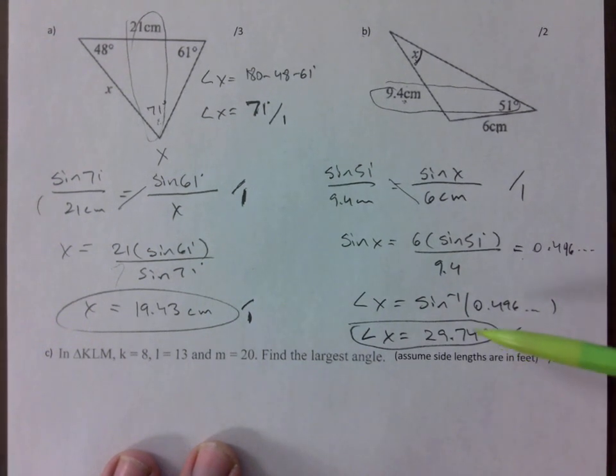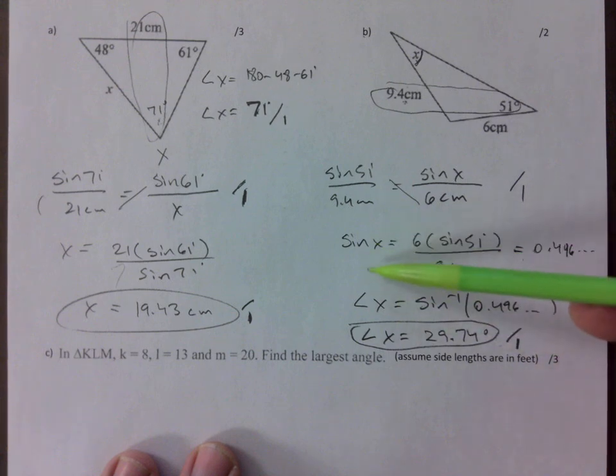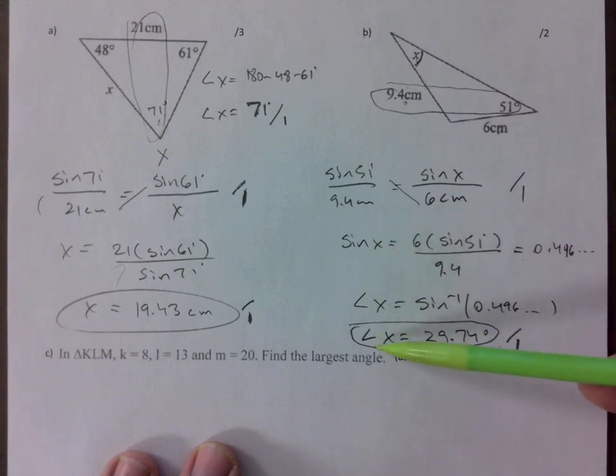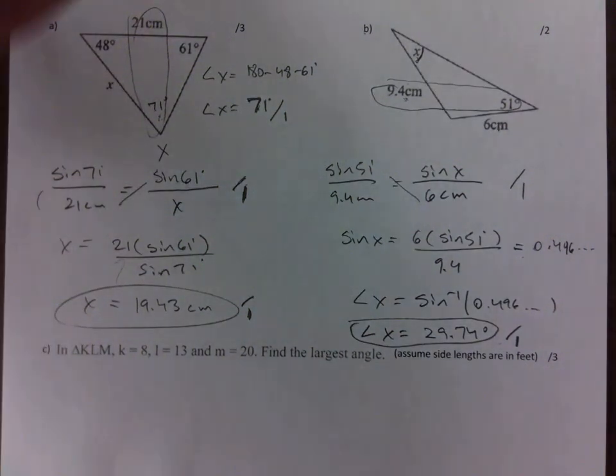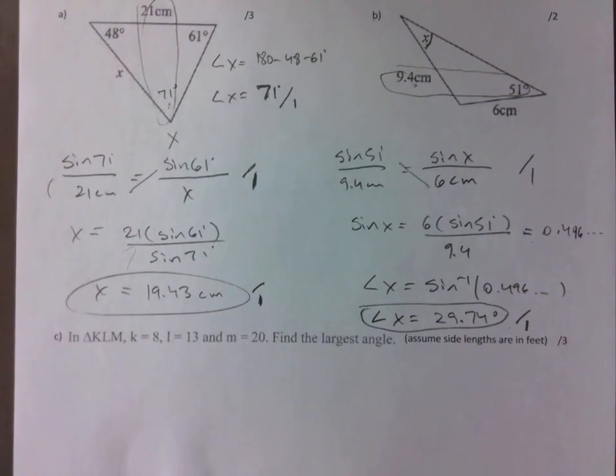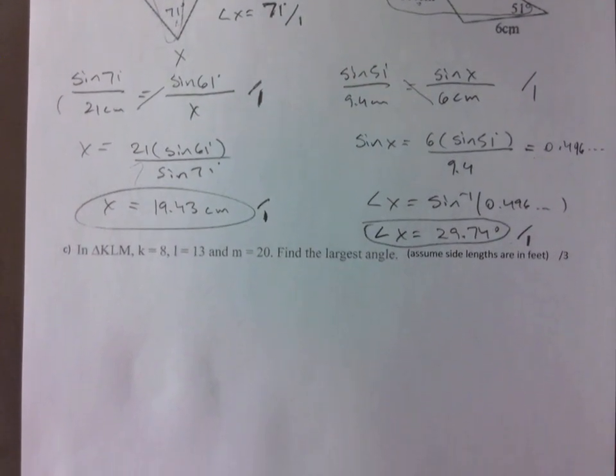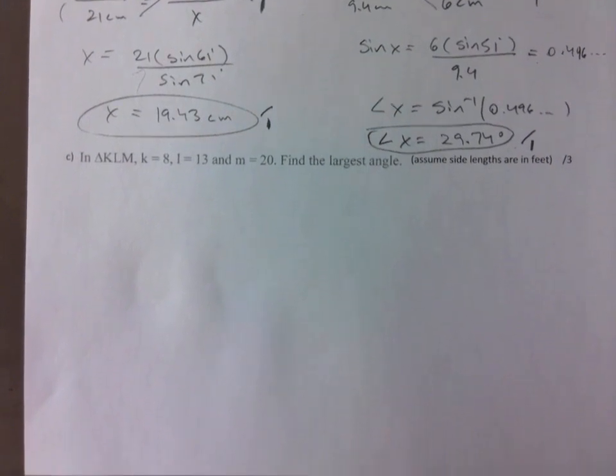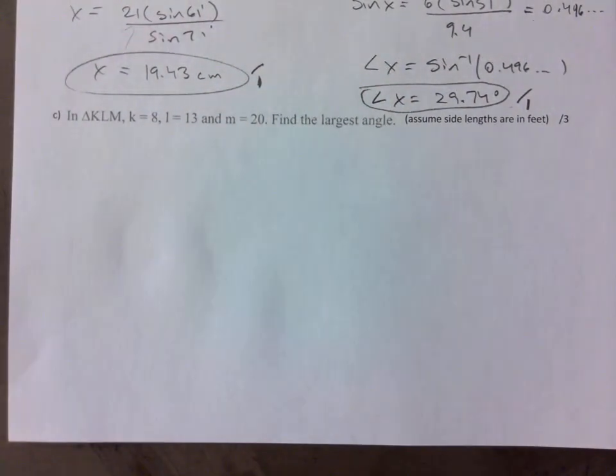I'd say if the sine inverse is missing, take off half. Or if you have sine x all the way to the very end, also take off half. That's like a notation error. But the 29.74, if you got that, then you're in pretty good shape. Okay. So 3 and 2 so far. Losing my voice here.